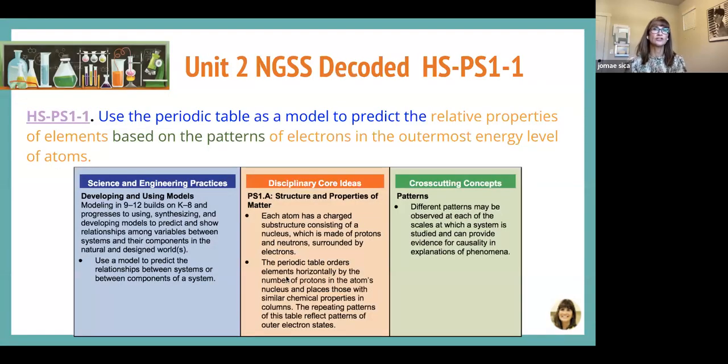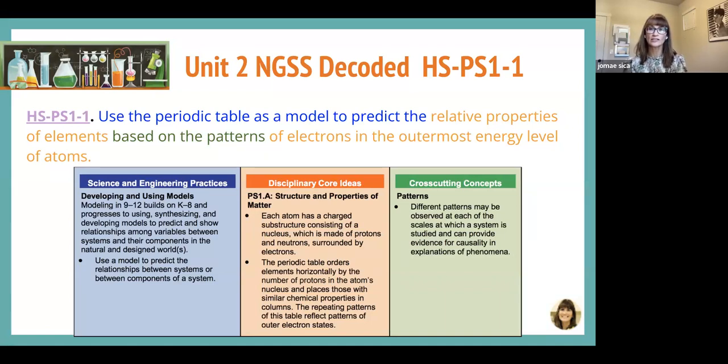That brings us into our NGSS main standard in Unit 2, which is HS-PS1-1. That standard suggests that students should use the periodic table as a model to predict the relative properties of the elements by establishing what the patterns are and explaining why those properties exist due to how the electrons are arranged in the outermost energy level.